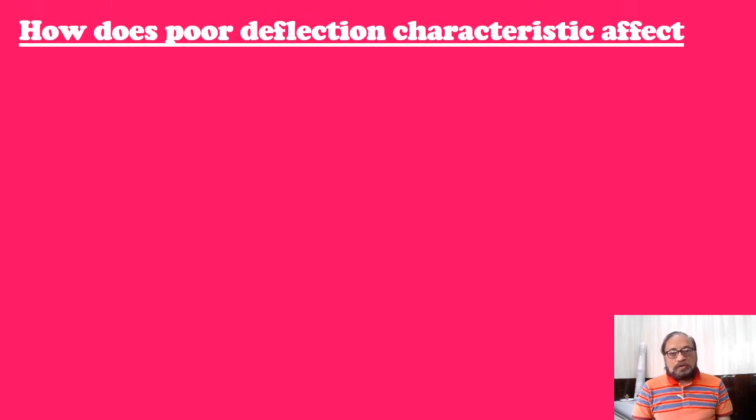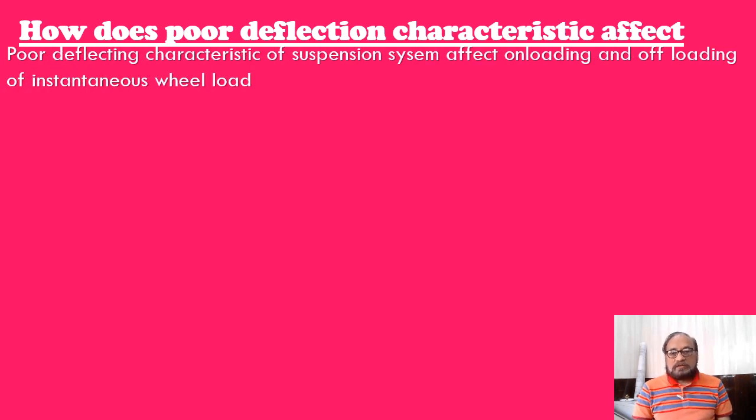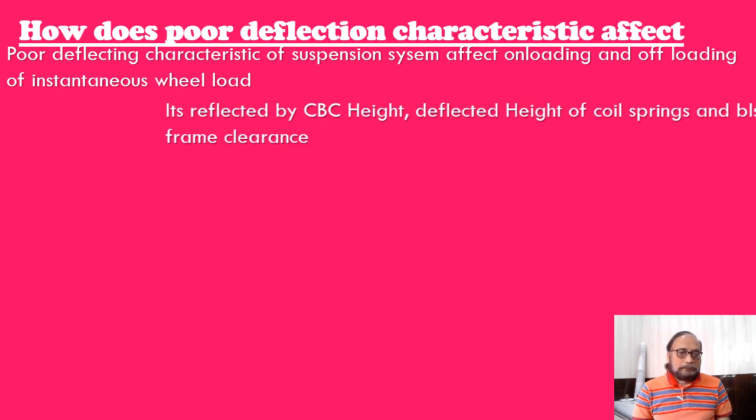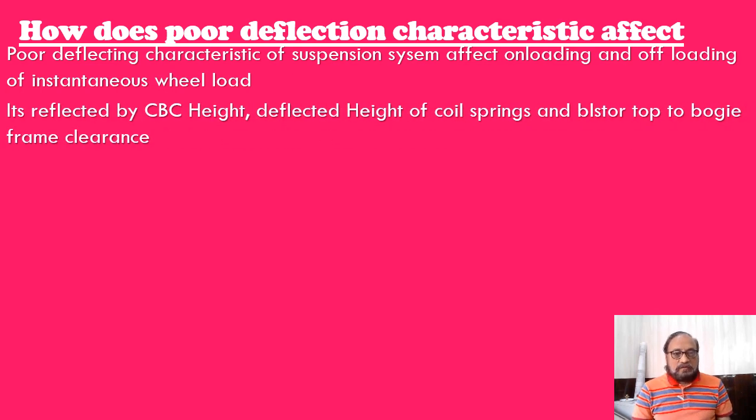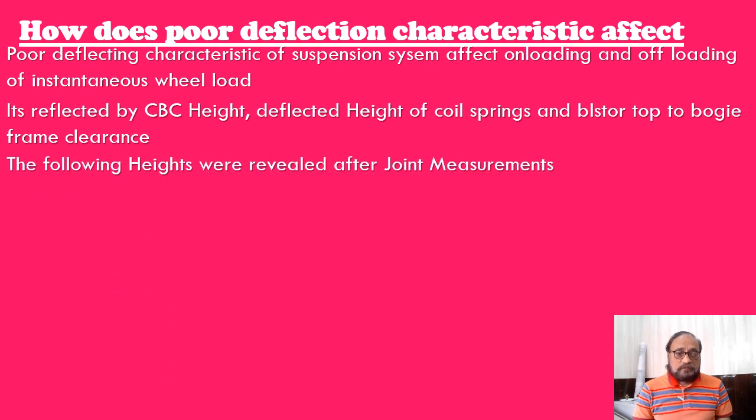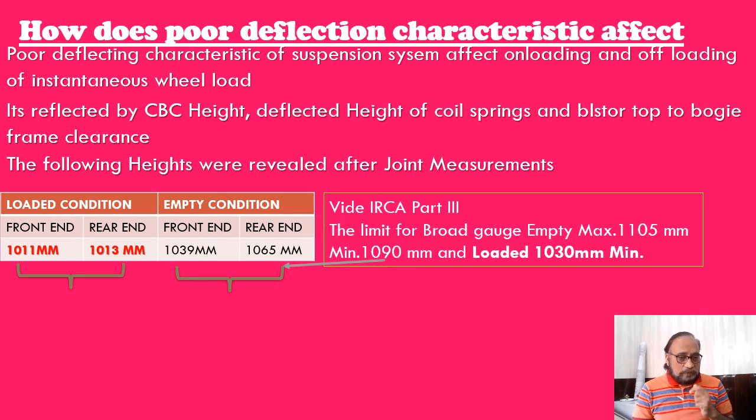Now, how does poor deflection characteristic affect the suspension system? Poor deflecting characteristic of the suspension system affects onloading and offloading of instantaneous load on the wheel. It's reflected by CBC height, deflected height of coil springs, what we have seen just in the previous slide, and bolster top to bogie clearance. The following heights were revealed after joint measurements.